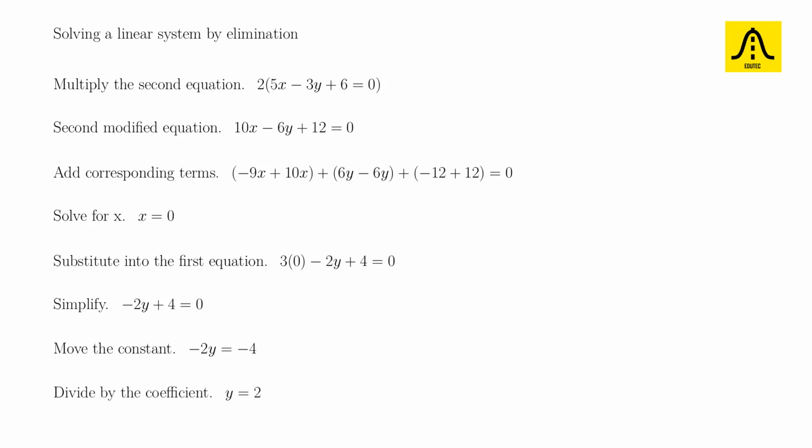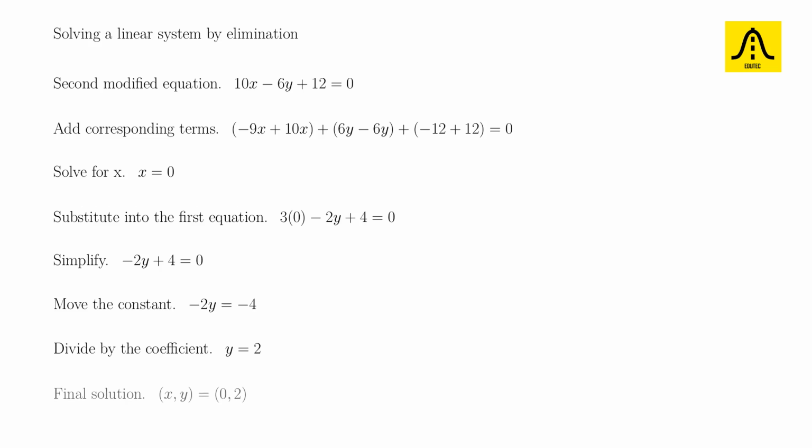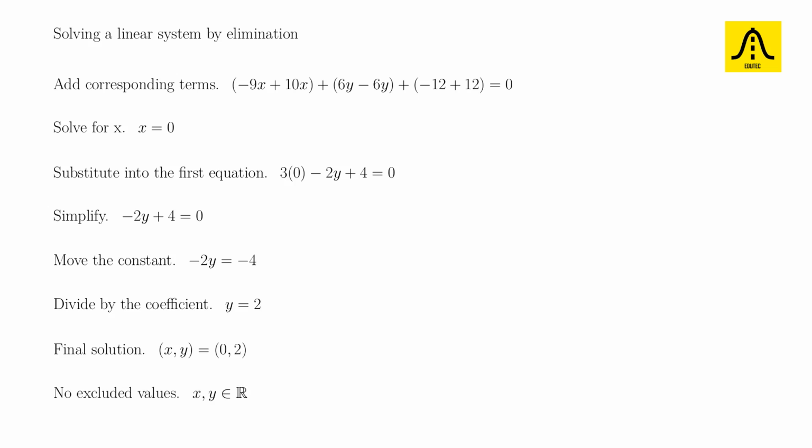Divide both sides by -2, giving y equals 2. So, the ordered pair solution is 0, 2. There are no denominators or radicals here, so there are no domain restrictions to keep.